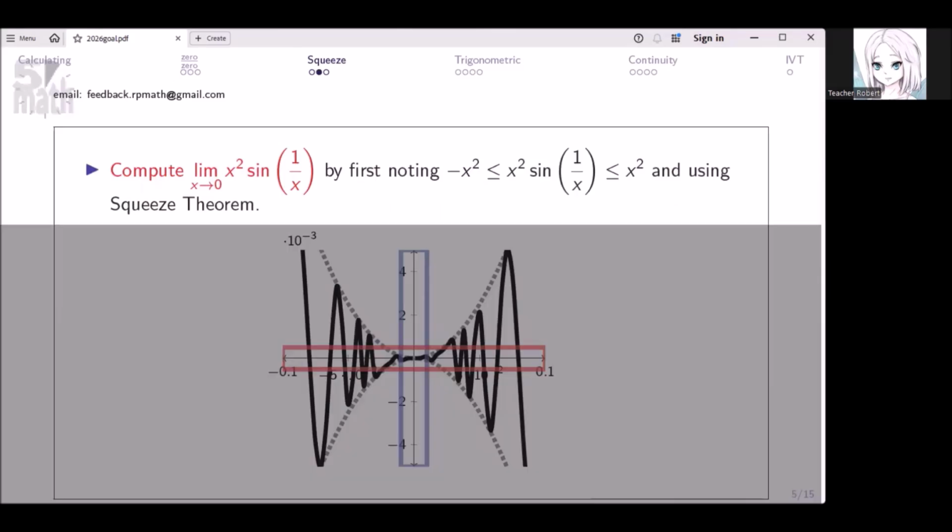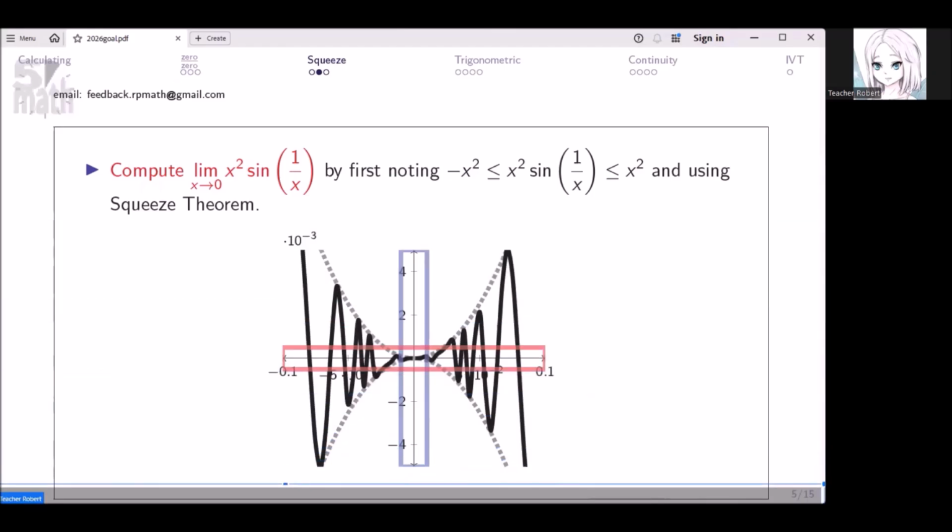Compute the limit as x approaches 0 of x squared sine 1 over x by first noting negative x squared is less than or equal to x squared sine 1 over x, which is less than or equal to x squared, and using the squeeze theorem.